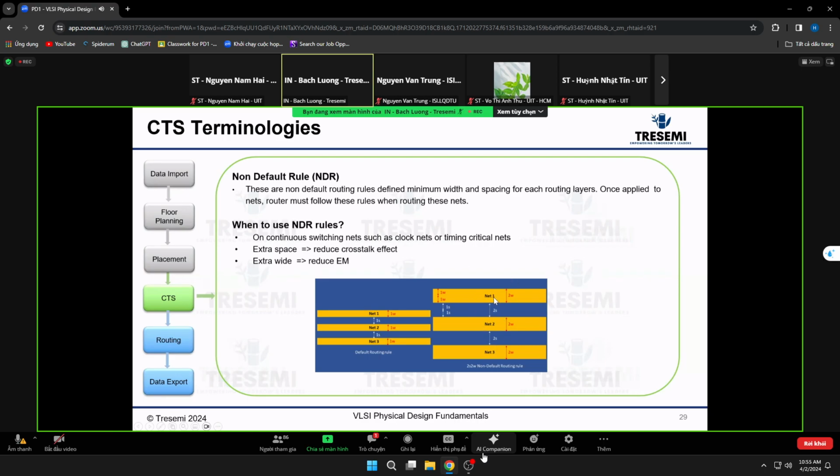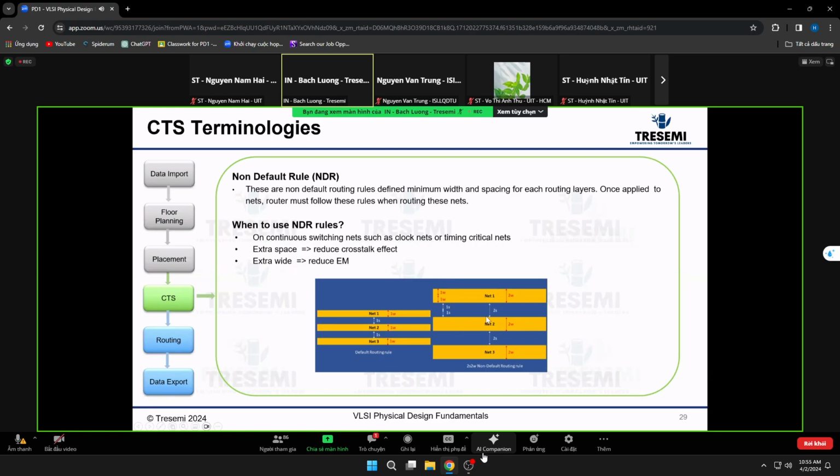So you can also apply shielding. There's a rule where you say, okay, I want to shield it, with power and ground on either side. So you can define that also. I don't have it shown here, but you can look it up. You can also define shielding as part of the NDR rules.